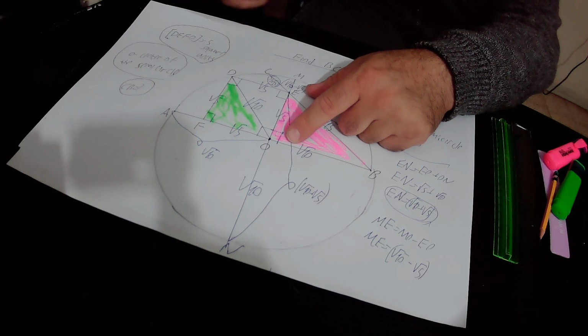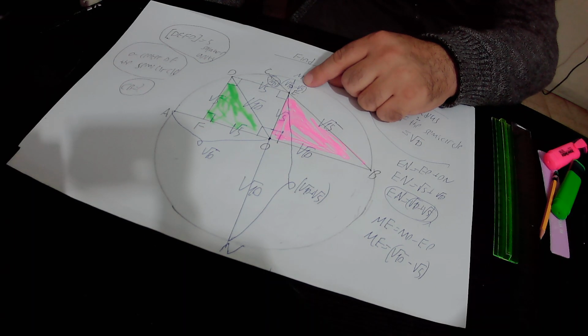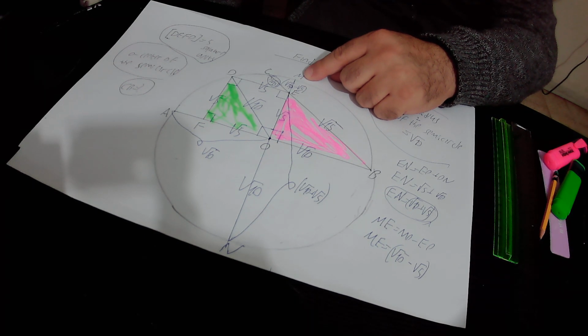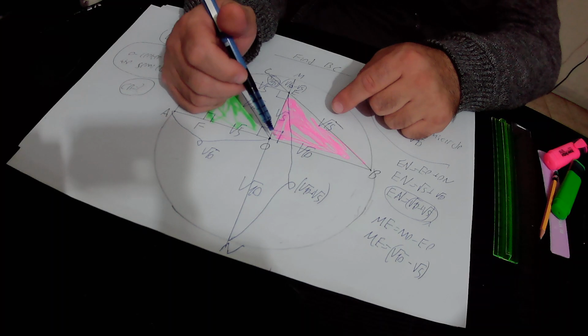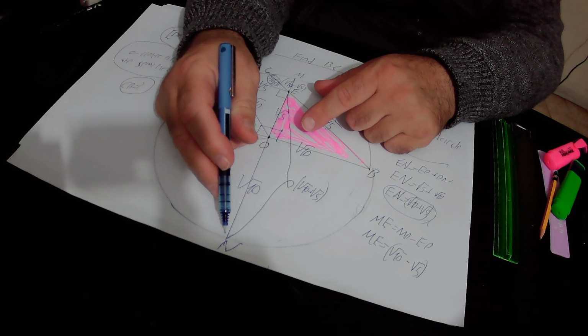We extended line segment OE towards the upper side of the circle until it touches the circle at point M. We extended line segment EO towards the lower side of the circle until it touches the circle at point N.